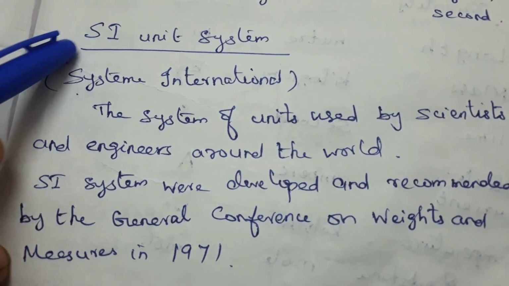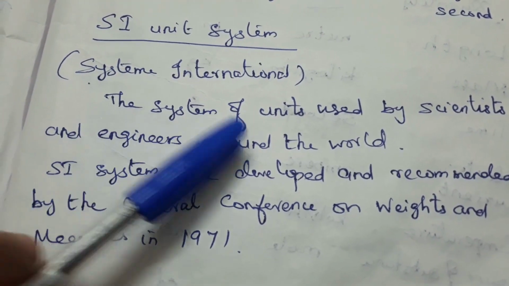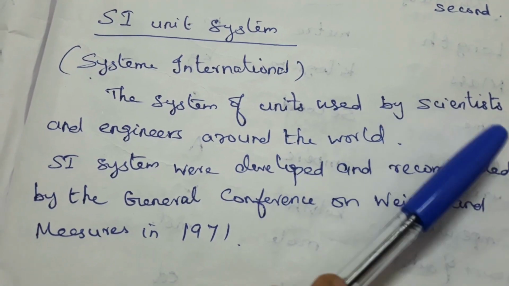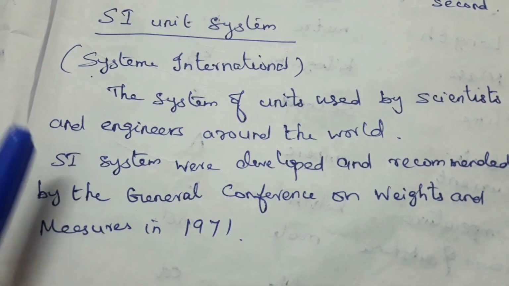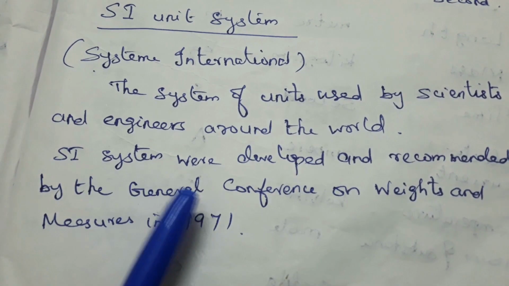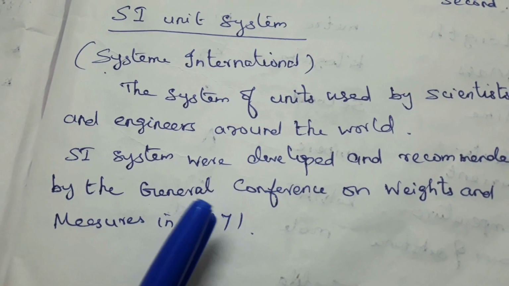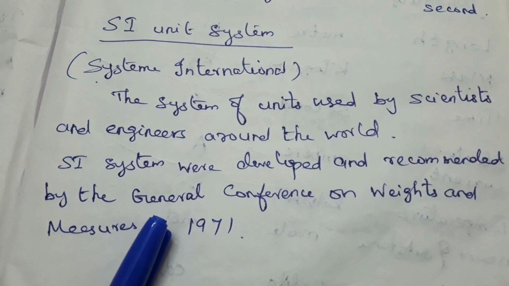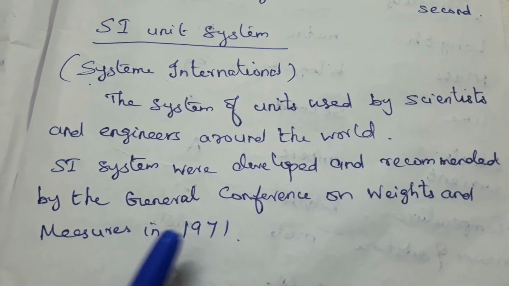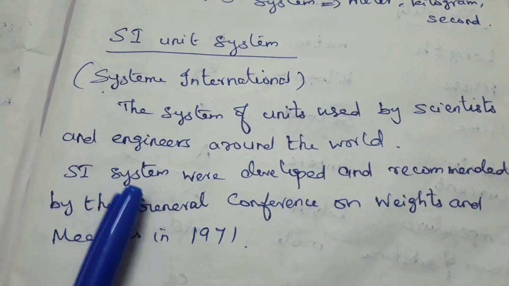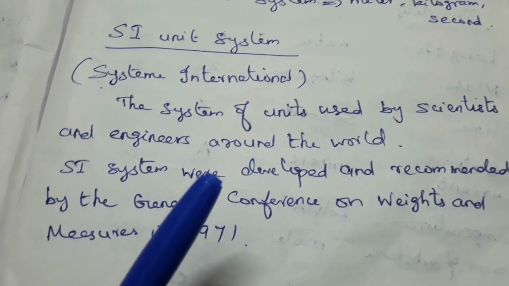The expansion is Système International, the system of units used by scientists and engineers around the world. The SI system was developed and recommended by the General Conference on Weights and Measures in 1971. Till 1960, it was commonly called the metric system. After that, in 1971, the General Conference on Weights and Measures introduced the name SI system. So we are practicing the SI system of units.